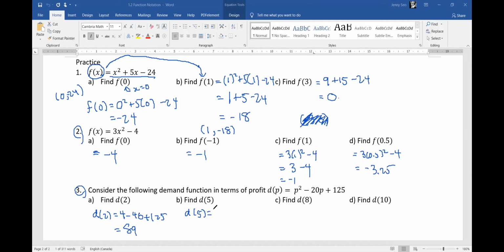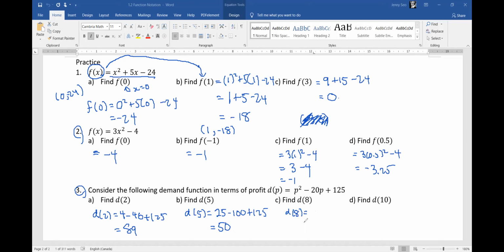D of 5. Jordan? Okay, that's fine. How about I'll just work on it together then. We've got 5 squared is 25. 5 times negative 20, negative 100. Plus 125, 50. Please correct me. Do it yourself, don't just copy.